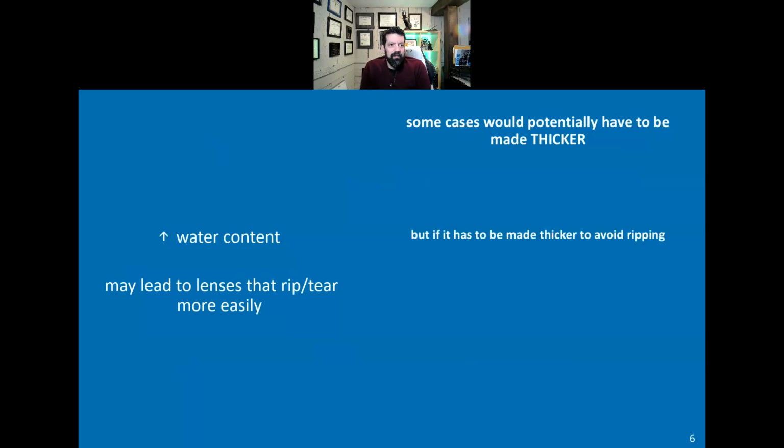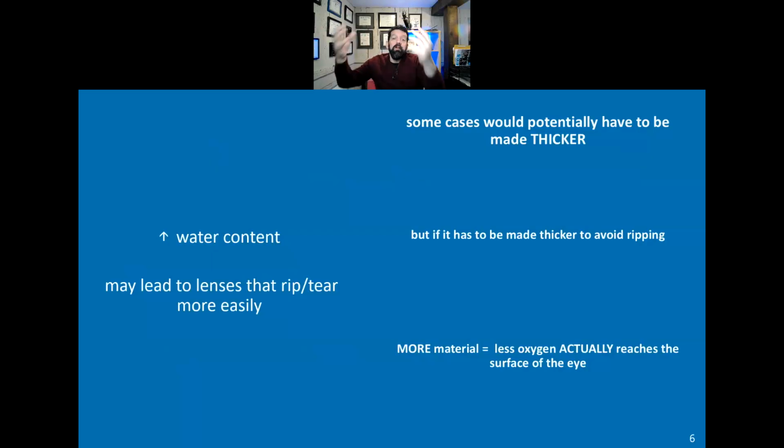Well, if you make the lens thicker to avoid ripping, the problem is if you're trying to travel through the lens material, even if one material has a higher decay, if the higher one had to be made twice as thick, there's more material that oxygen has to work its way through. So you've sort of lost the benefit of the higher decay because there's more material to go through.